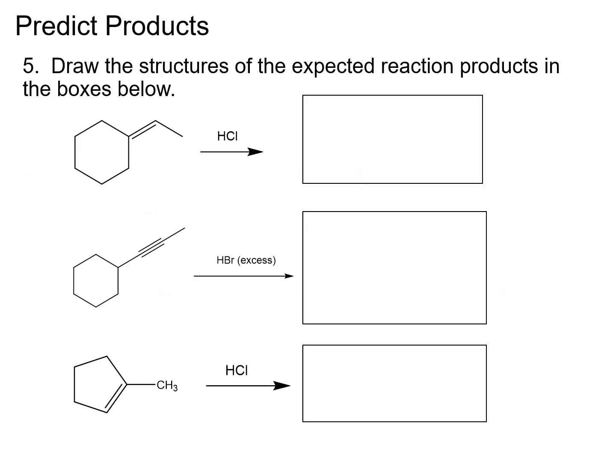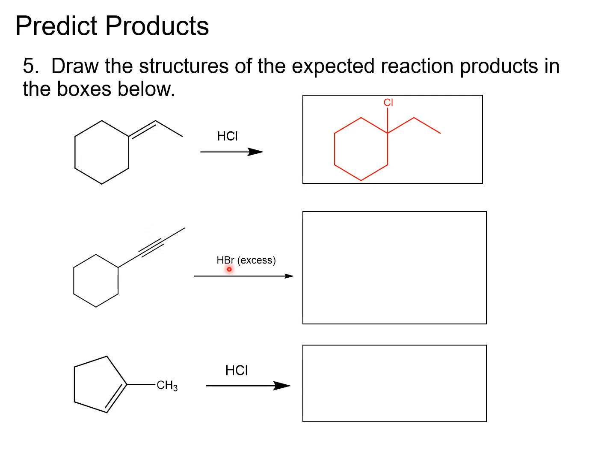This next question is asking us to draw the expected products for these reactions. Remember, these are going to be all of our Markovnikov addition reactions. So in our first one here, we're looking for which carbon is more substituted or which carbon is going to have more H's. So in this case, we have a carbon in our alkene that has 1 H. We have a carbon here that has no H's. So my hydrogen is going to go to the carbon with more H's, and my chlorine is going to go to the carbon with less H's. So that would be the answer for the first one.